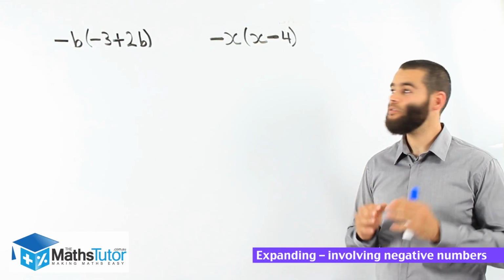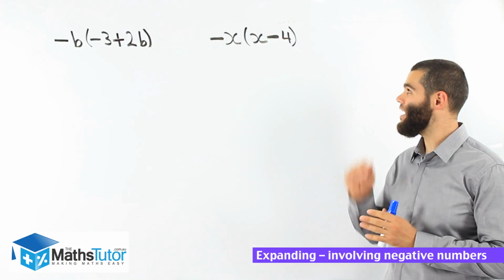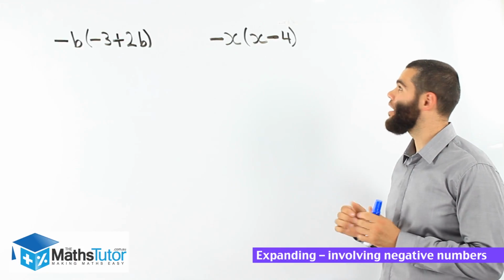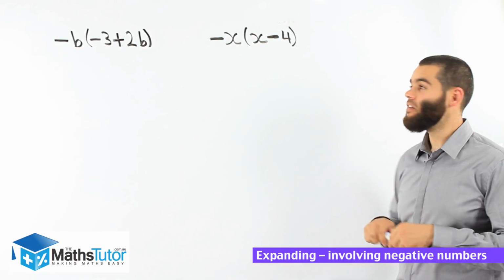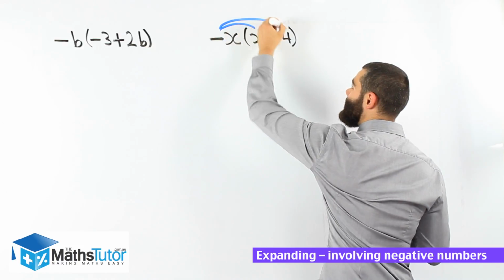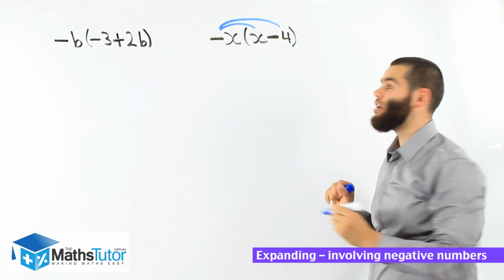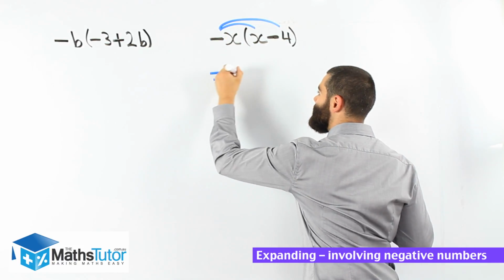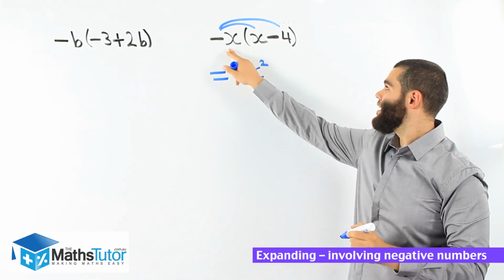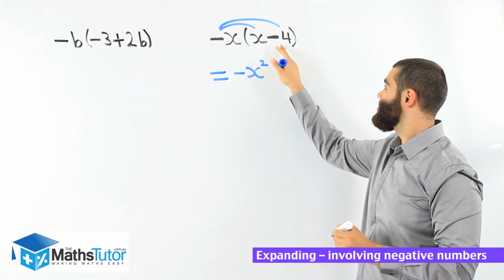Okay guys, let's do these two examples. We have negative x, open bracket, x minus 4, close bracket. So the negative x is going to multiply everything inside. Negative x times x, negative x squared. And then negative x times negative 4.